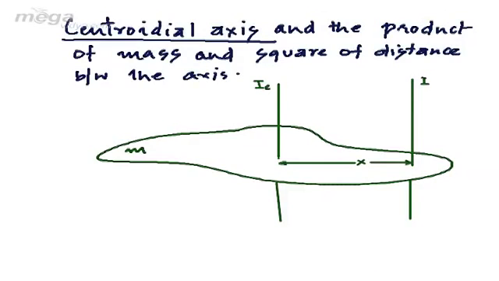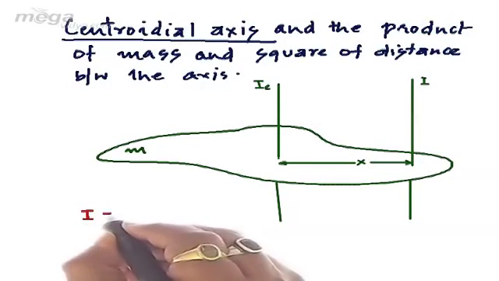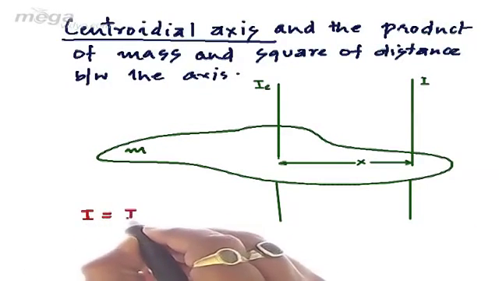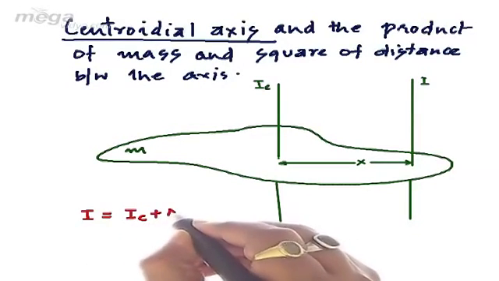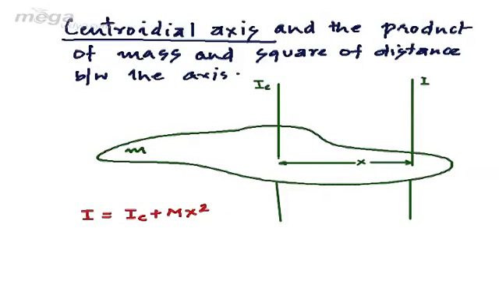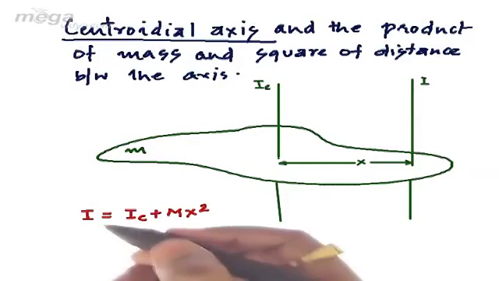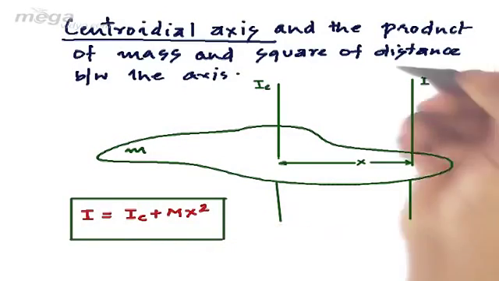According to the parallel axis theorem, the moment of inertia about this given axis I will be equal to the moment of inertia about the centroidal axis, that is IC, plus the mass of the body times the square of the distance between the axes, that is x square. So I will be equal to IC plus mx square. Let us take some illustrations using the parallel axis theorem.